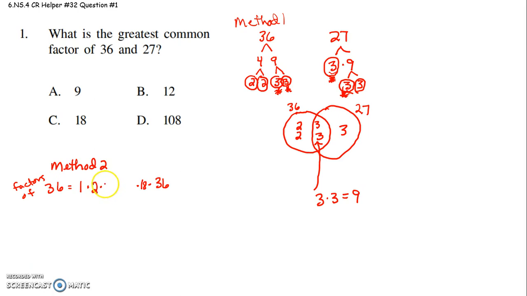Can 3 go into 36? It sure can. 3 times 12 is 36. Can 4 go into 36? Goodness, it sure can. 4 times 9 is 36. Oh, and there's another factor of 6 here. I couldn't even fit all my factors in. I didn't spread them out far enough. So the factors of 36 are 1, 2, 3, 4, 6, 9, 12, 18, 36.